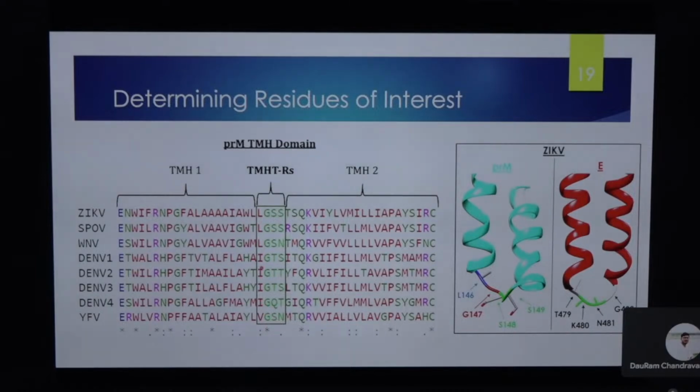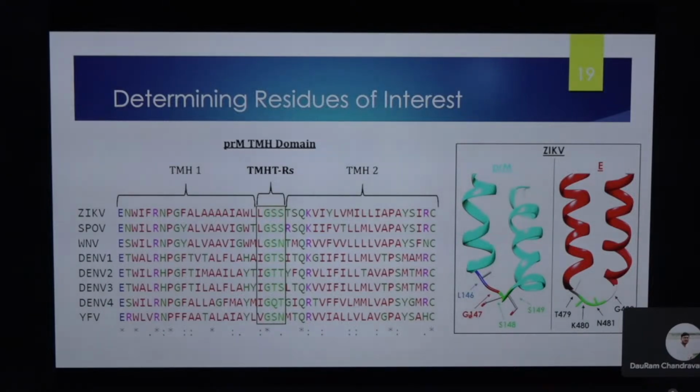We have a lot of leucines, isoleucines, and valines that all share much of the same chemistry. And then we have glycine here that is conserved across all the different flaviviruses. That seems to be quite important. And then we have a few distinguishing residues between different species at the downstream positions. However, these first two, L146 and G147, seem to be quite interesting because they are conserved across most of the flaviviruses.